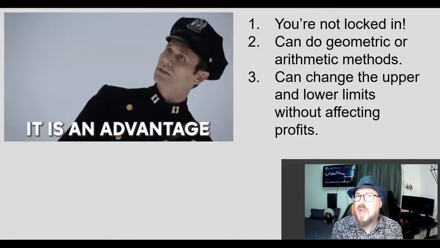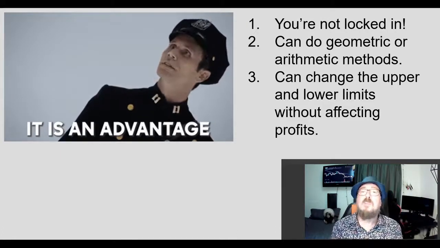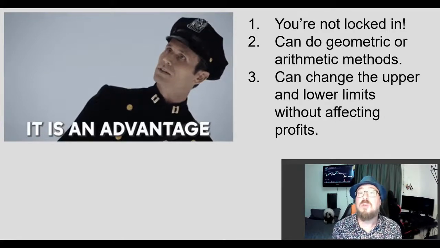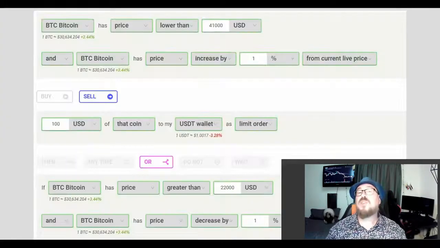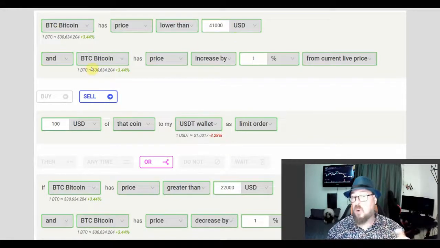You still shouldn't change your upper and lower limits anyway, but this is much safer to do using the CoinRoll version. Now, for those who are already familiar with CoinRoll, here it is. I've just set it up so that if Bitcoin has a price lower than 41,000 US dollars and Bitcoin has a price increase by 1%, then we're going to sell 100 US dollars worth of it. The buying part is pretty similar, but we just want it to be greater than 22,000, that's our lower end. And then if there is a price decrease by 1%, we're going to buy $100 worth.